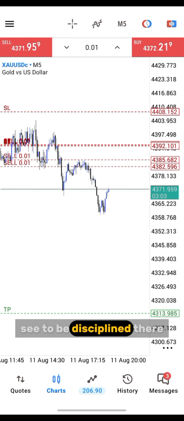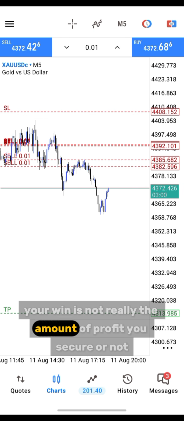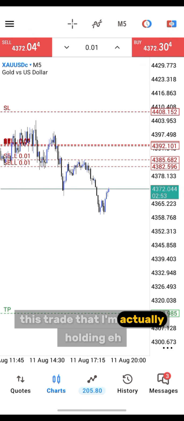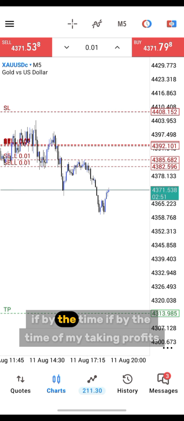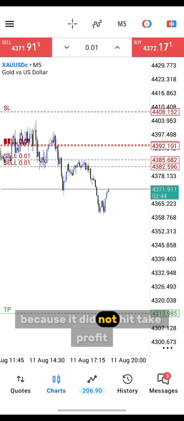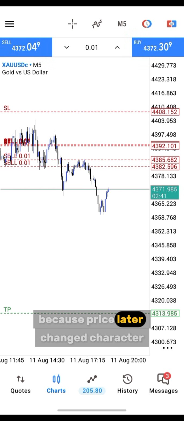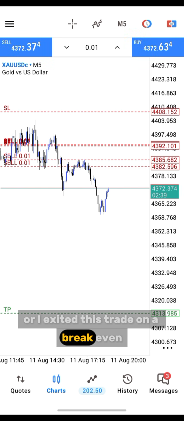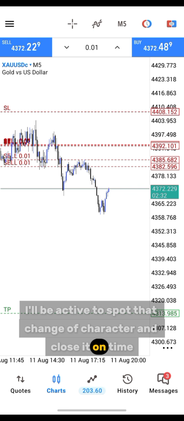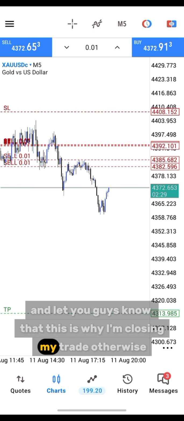See, to be disciplined there, sometimes your win is not really the amount of profit you secure. Your win is how disciplined you are in every single trade. Let's take, for example, this trade that I'm holding. If by the time of my taking profits I exited this trade on a loss, or on a break even, because it did not hit take profit because price later changed character, I'll be active to spot that change of character and close it on time and let you guys know that this is why I'm closing my trade.